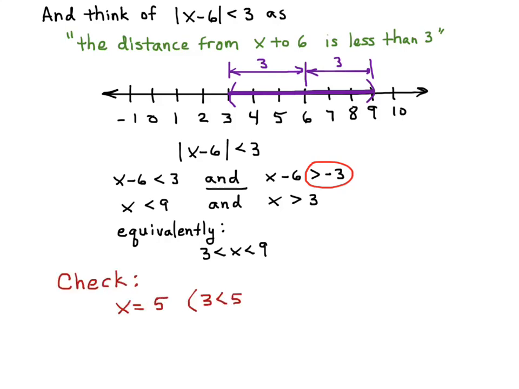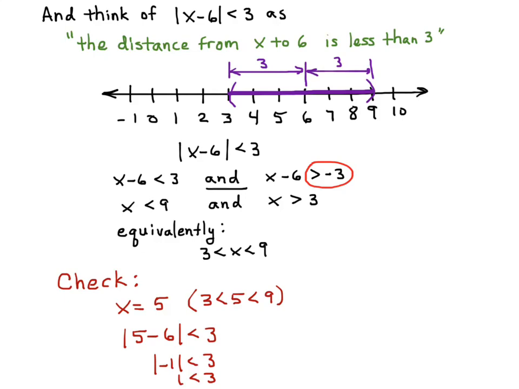Okay, so we check this. So 5 is between 3 and 9, and so if we plug 5 into the equation, we get 5 minus 6 is negative 1. The absolute value of negative 1 is 1, so 1 is less than 3, and that's a good way to check.